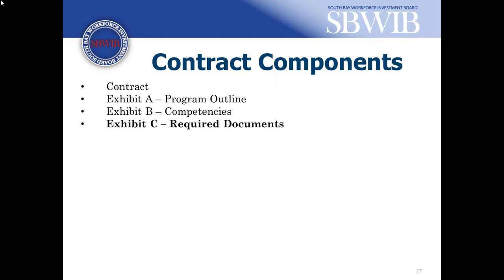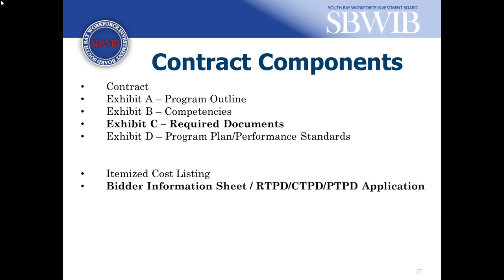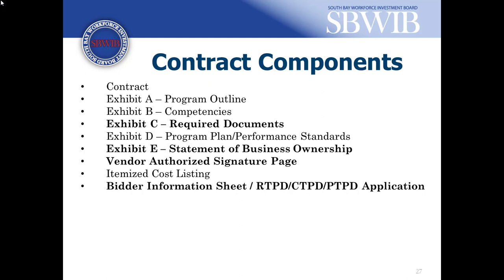Here is an example if the contract renewal now requires a new contract. What we normally do to complete your contract is pull all the previous Exhibit A's, Exhibit B's, Exhibit D, and itemized cost listings that are still applicable from your previous contract and reuse them with the new contract. However, we would need the following forms with updated information and signatures: the bidder information sheet, which is the application, training provider information form, the Exhibit E, statement of business ownership, the vendor authorized signature page, and any other new updates you are making along with current insurance.